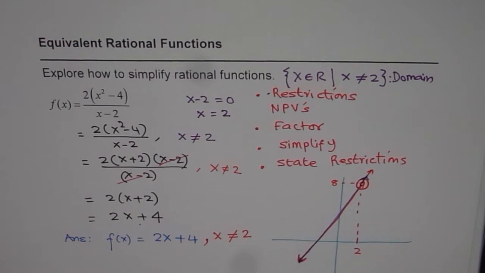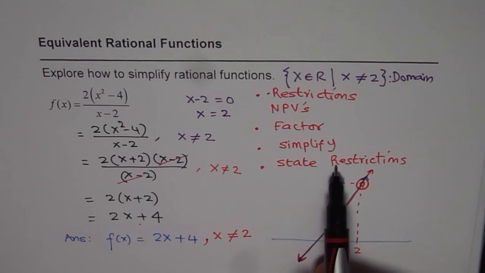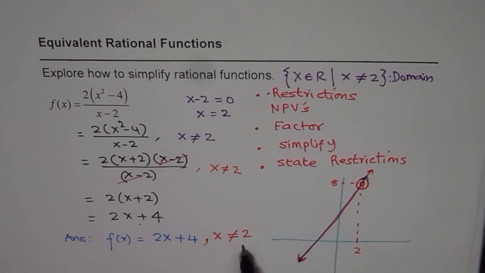So whenever you're simplifying rational functions, writing equivalent rational functions, or there is a communication question showing you steps and asking if these two are the same, you have to look for restrictions. Always state restrictions when you simplify. That's the key thing which we learned from this video. And I'm sure this is going to help you a lot.